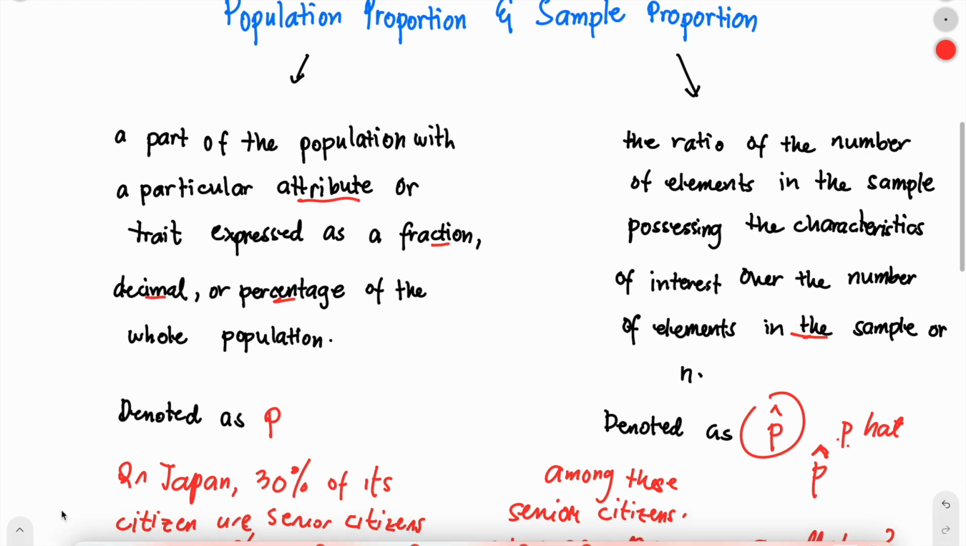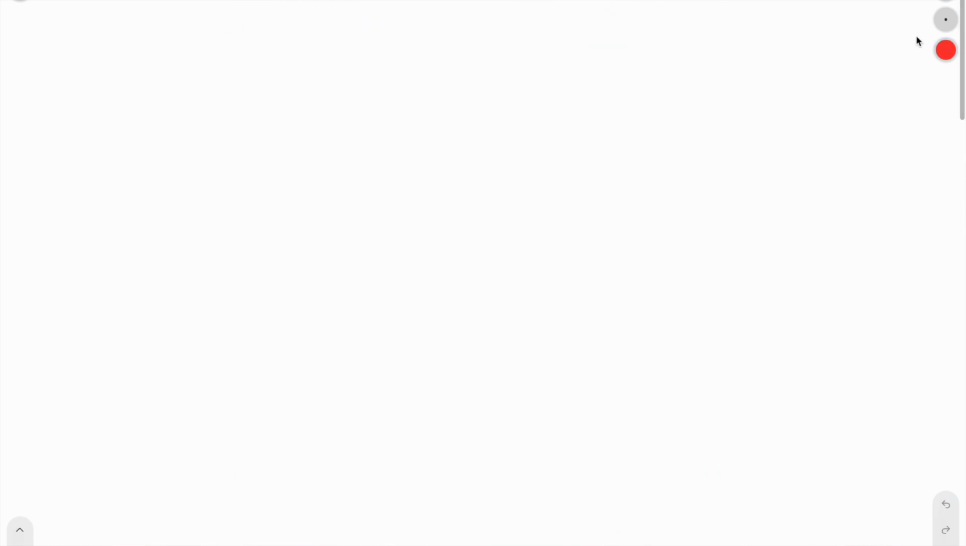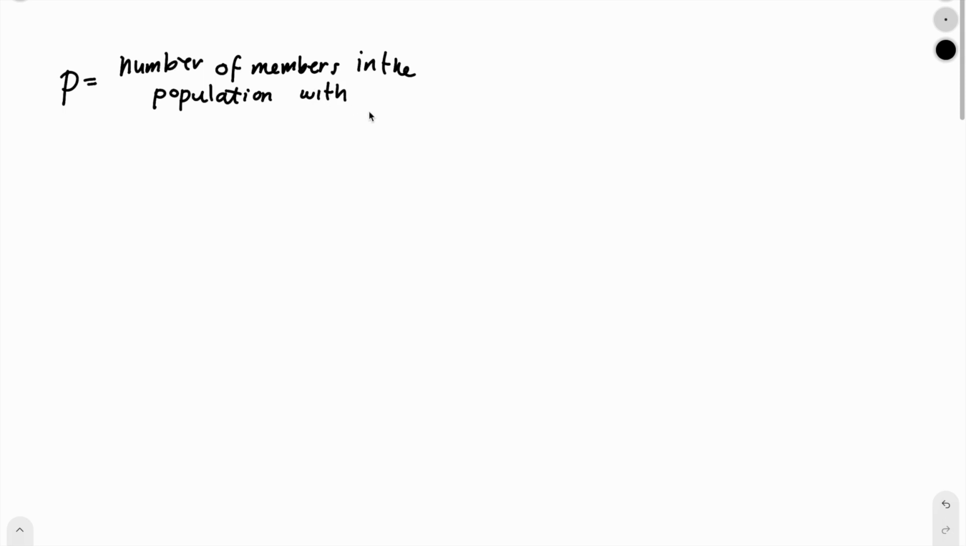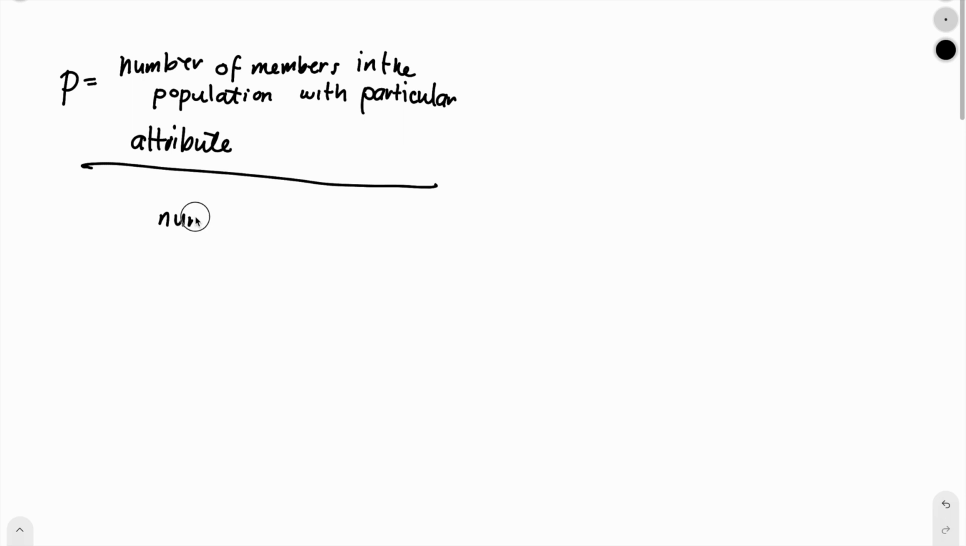So, mathematically, population proportion is denoted as P equals the number of members in the population with a particular attribute divided by the number of members in the population.